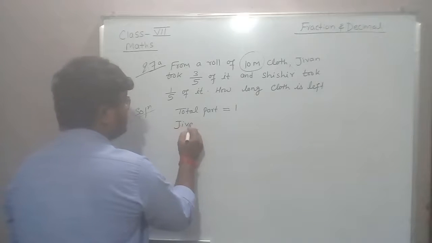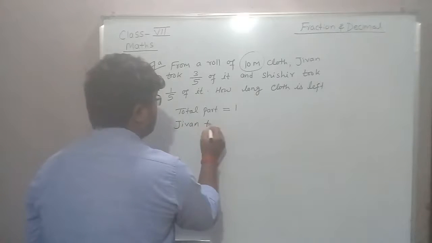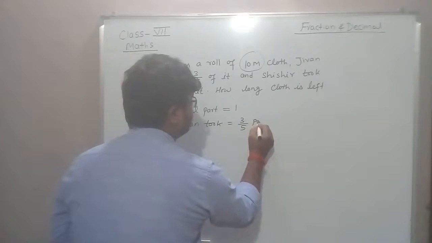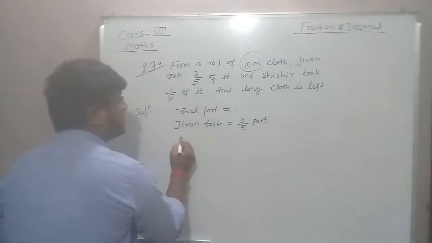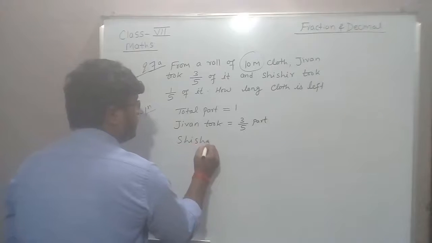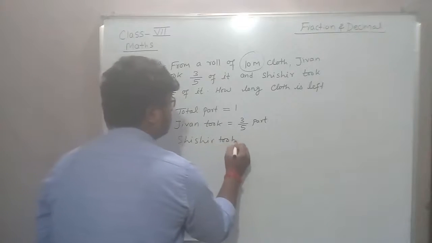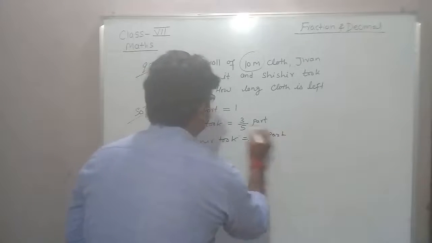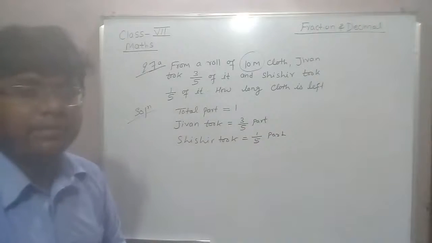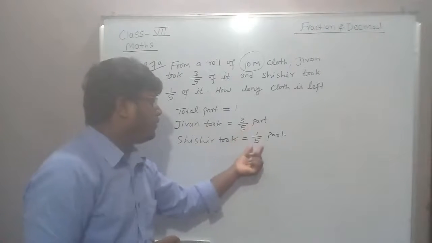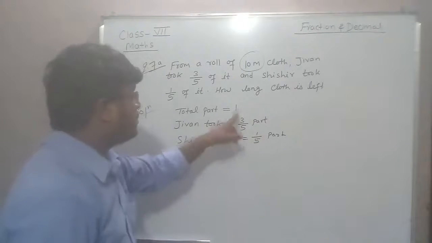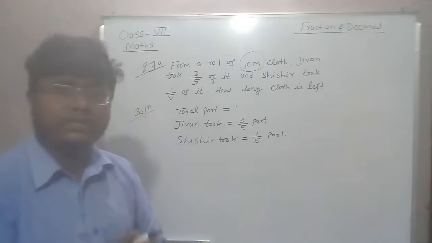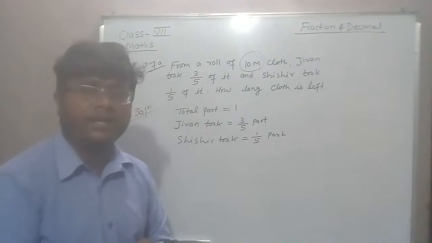So the remaining: G1 took 3/5 part and Shishir took 1/5 part, and the total part is 1. In a fraction, the total whole is always represented by 1.